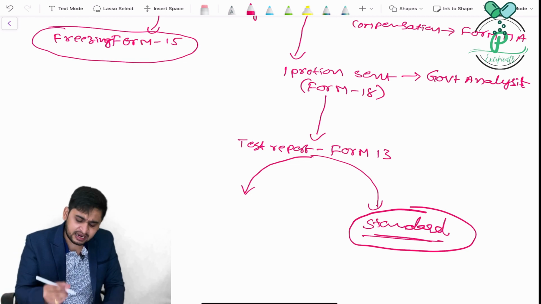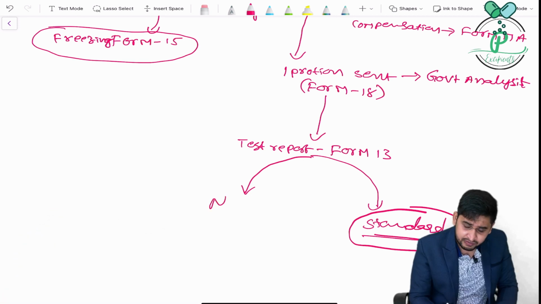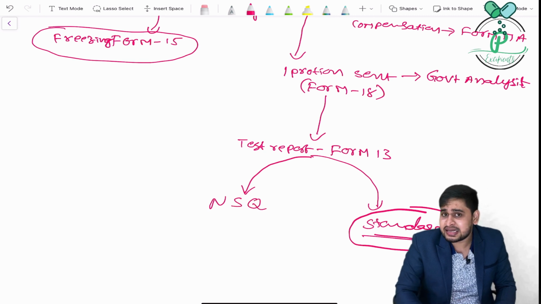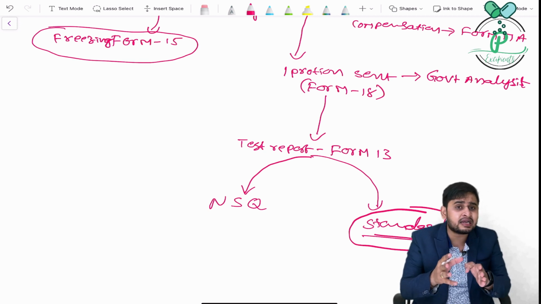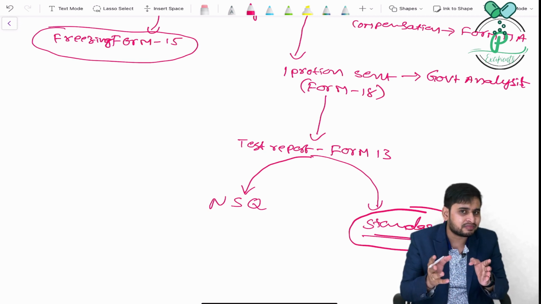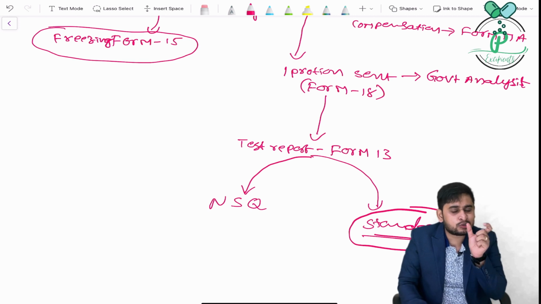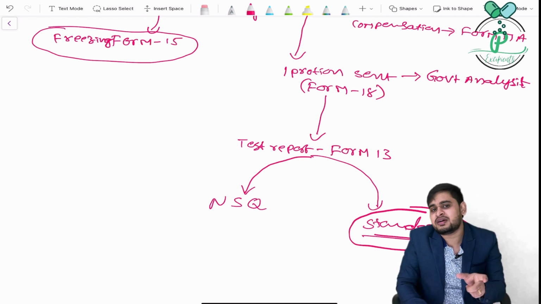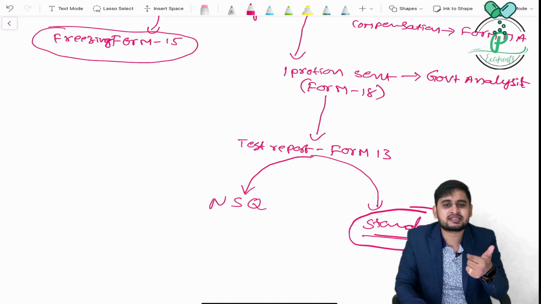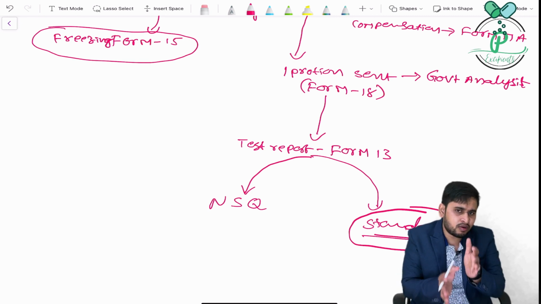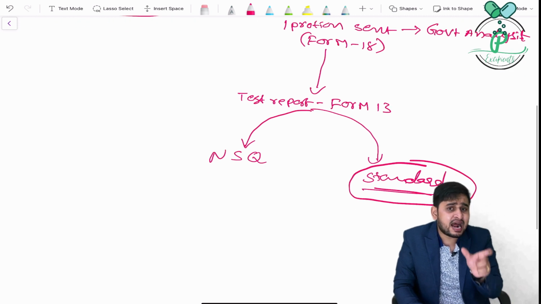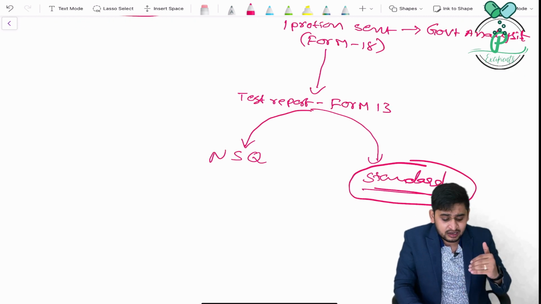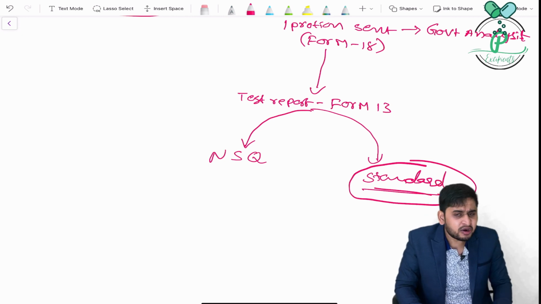Now, if it is not of standard quality, that means the drug is substandard. Sometimes the drug content, the API content, may not be detected, right? So in that case, those drugs are considered spurious. At that time, they are also considered as not of standard quality, because the drug is not within the limits of testing. Clear?